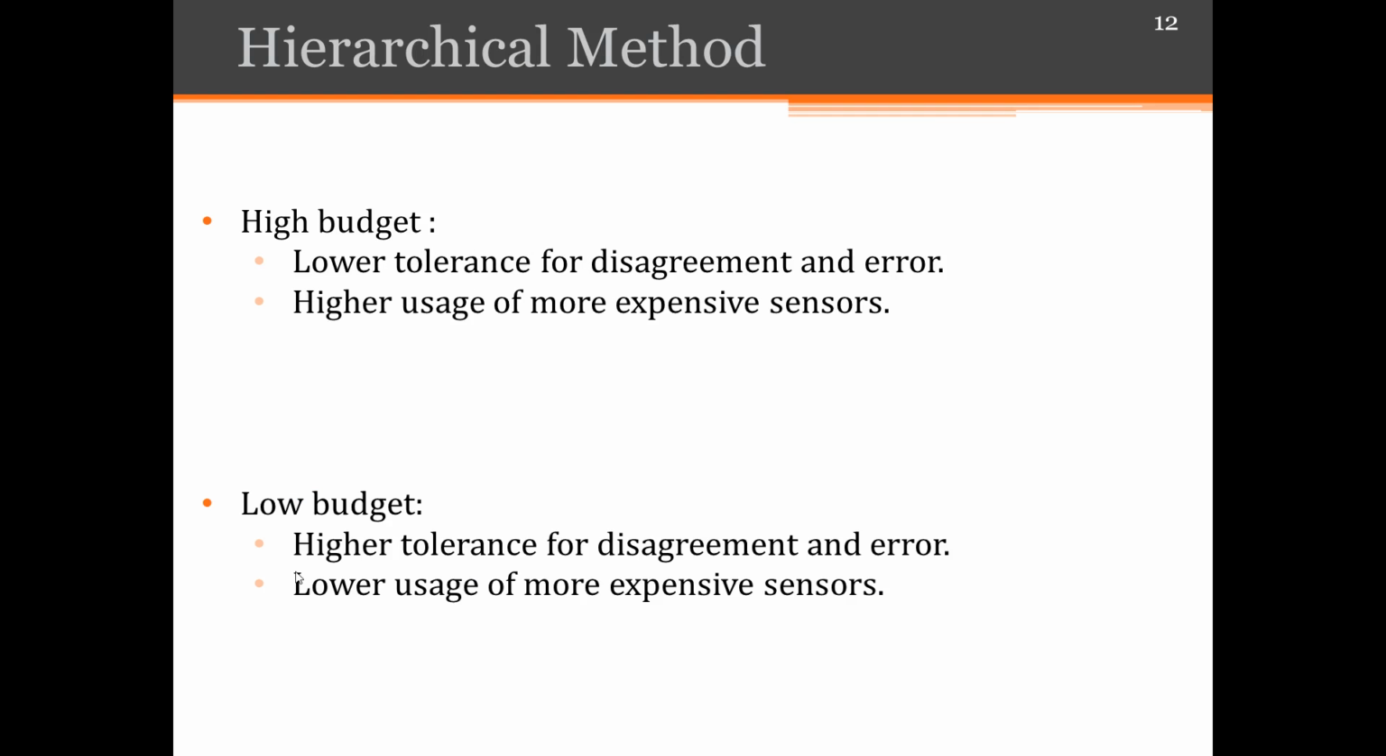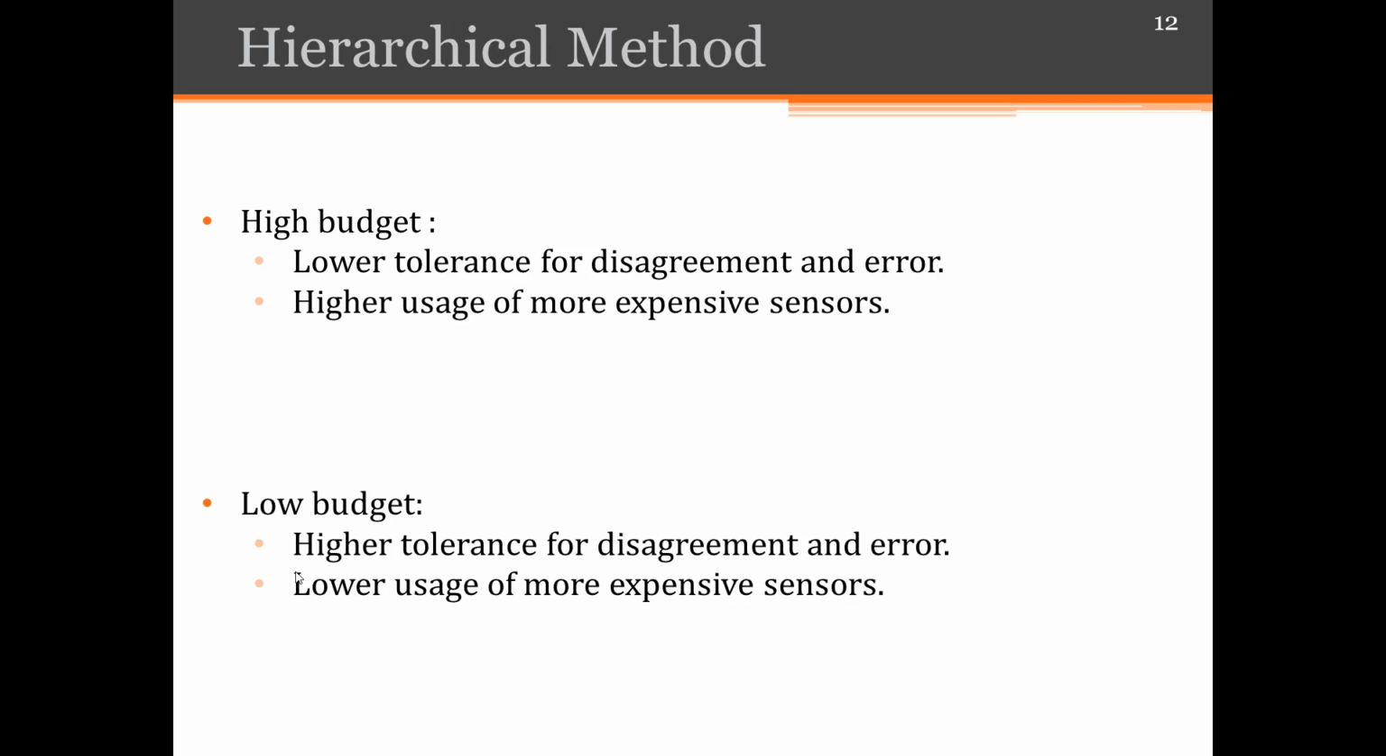Now, if you have a lot of budget and you are confident that you can pay a lot of money or a lot of power or a lot of time, then you have lower tolerance for disagreement and error. And you say, okay, I have a lot of money and I can use more expensive sensors, but I want it to be accurate. But if you are lower on budget, then you say, okay, I have higher tolerance for disagreement and error, but I want lower usage of the expensive sensors.